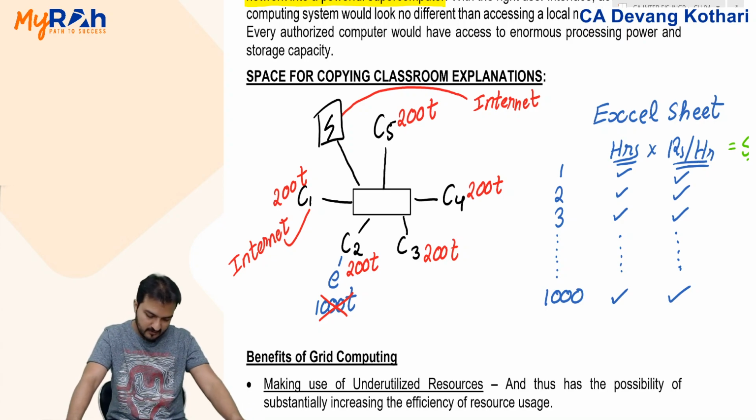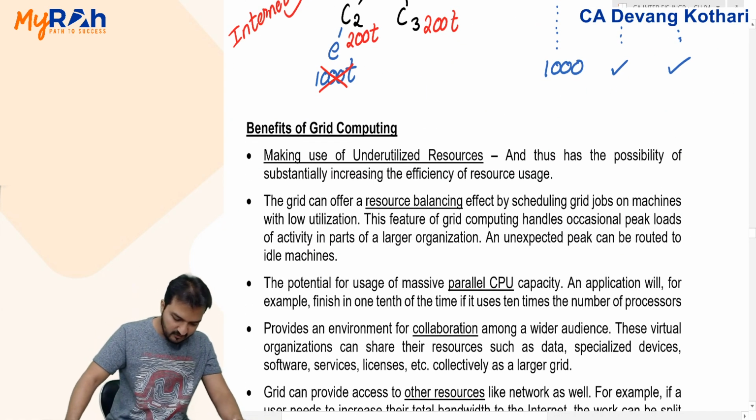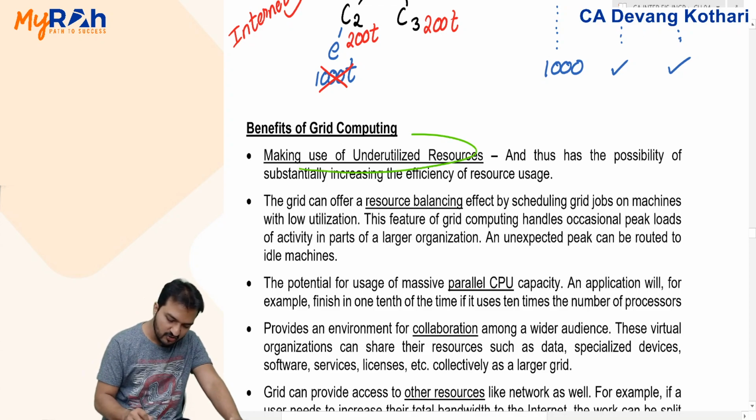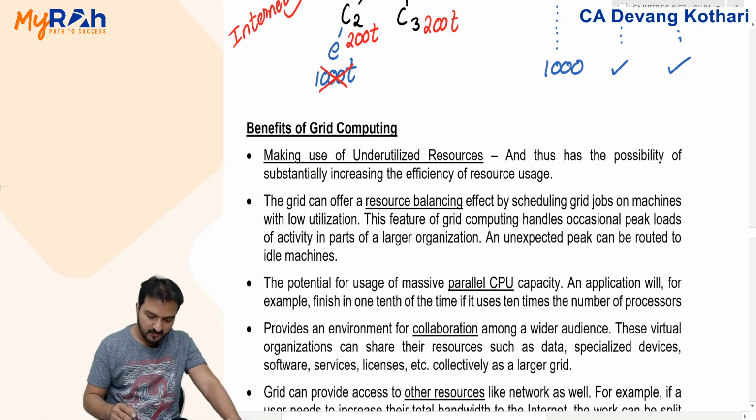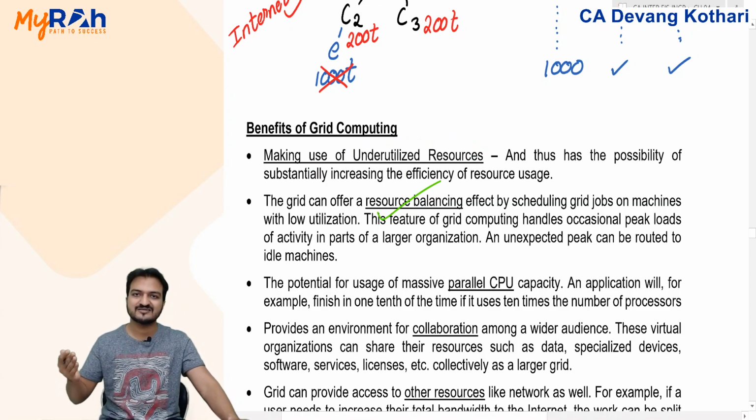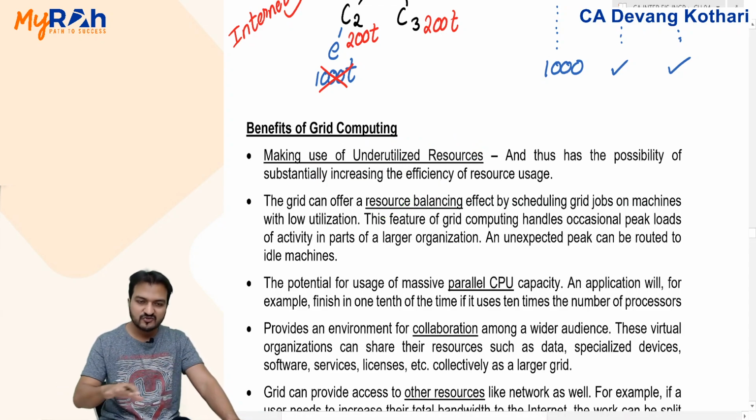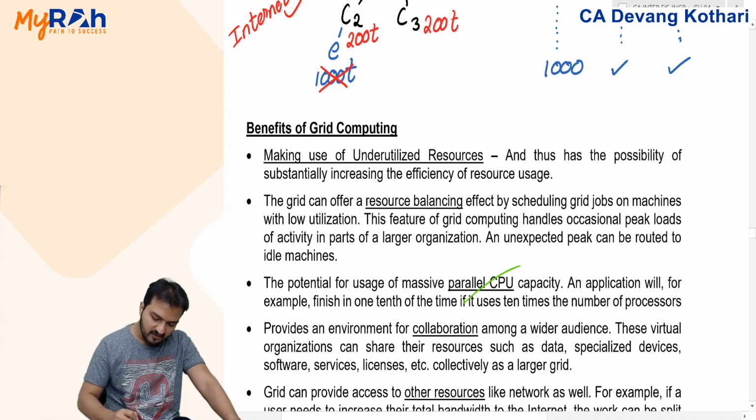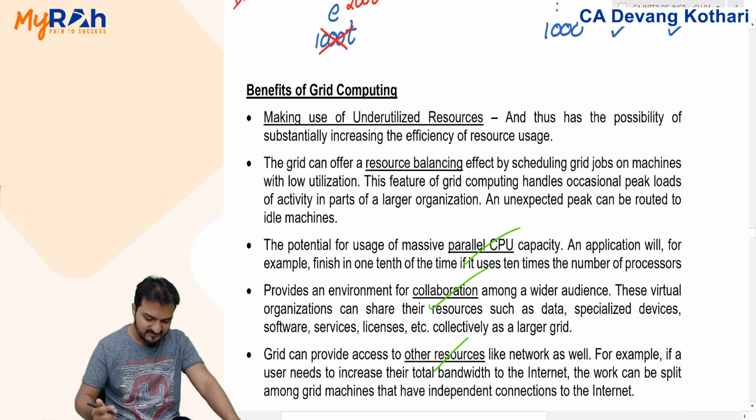So the benefits of grid computing are mainly making use of unused resources and resource balancing. Some resources are used too much, some resources are sitting idle. Because of grid computing, there will be balanced utilization of the resources. Parallel processing, collaboration, and other resources can also be utilized.